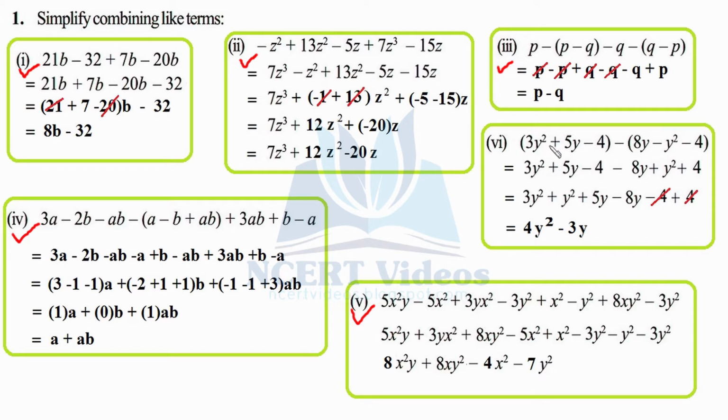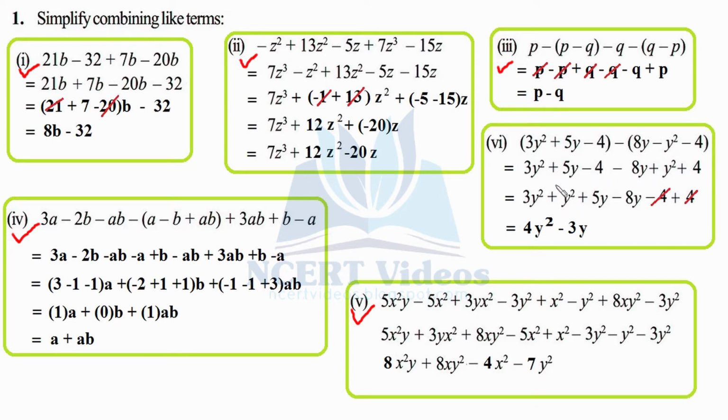Last: 3y squared plus 5y minus 4 minus, in bracket, 8y minus y squared minus 4. So first solve bracket, because again BODMAS. This will come as it is. Minus 8y, minus minus is plus y squared. Again minus minus is plus 4. Now combine them. First hunt for y squared. This is 3y squared. Again, y squared. Here we have y squared. And now we don't find any y squared.